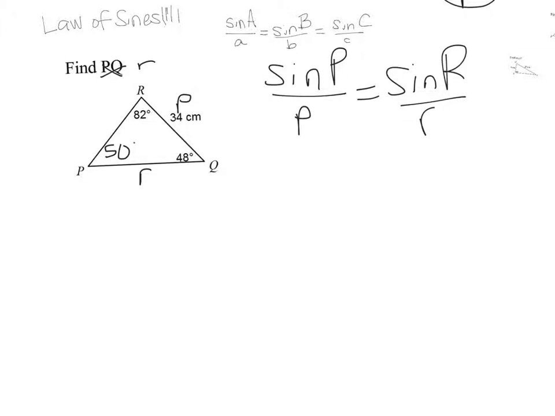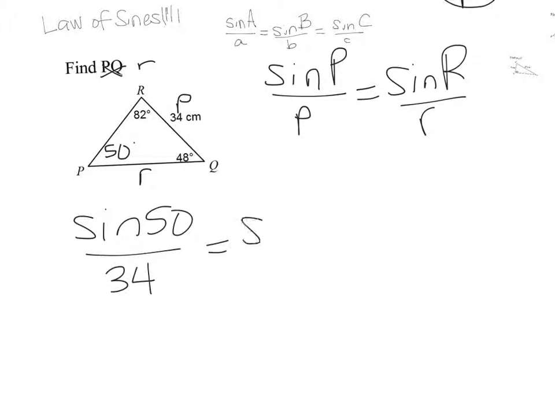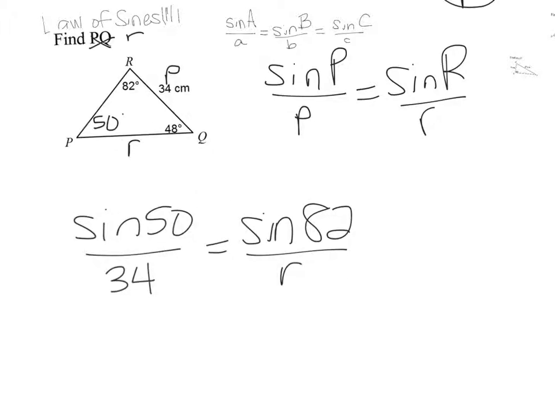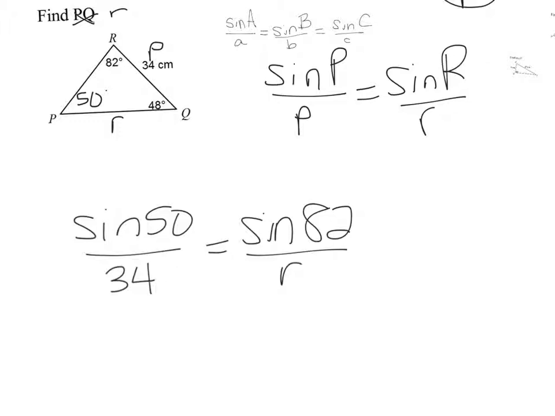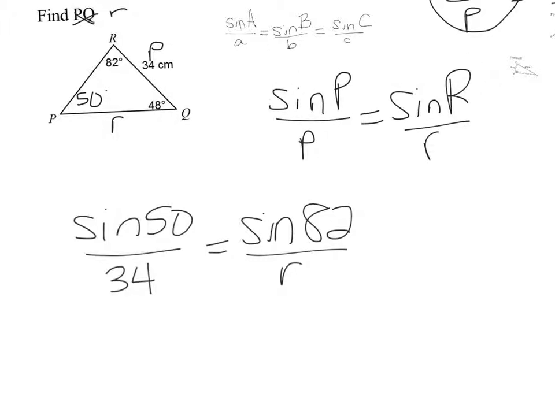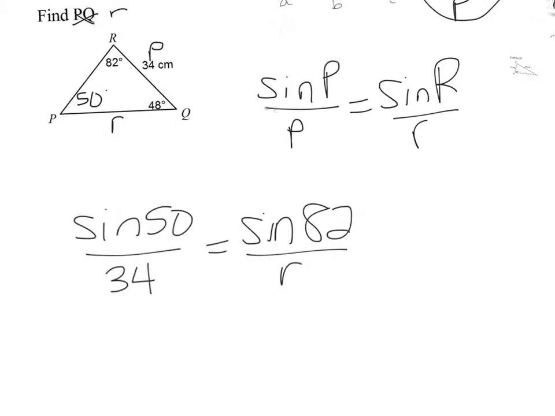So the way that I'm going to plug this in is I'm going to have sine of 50 over little p, which is 34, equals sine of big P, or big R, which is 82, over little r. All right. So we have that all set up. So I'm going to move this up here. I'm going to move this guy out of the way for sure. There we go. All right.